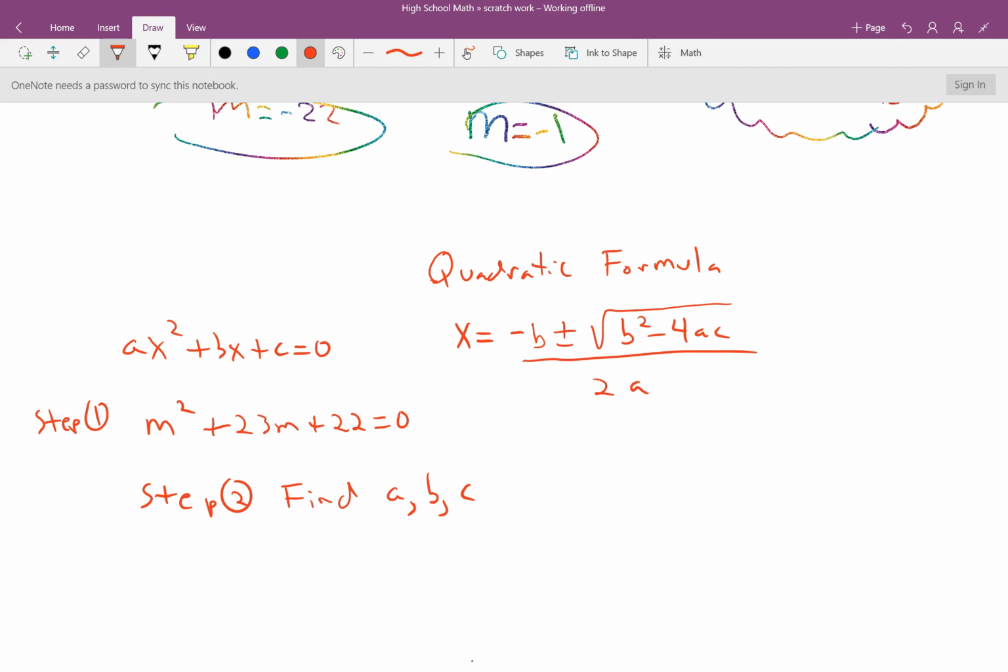A is my coefficient of my quadratic term. In this case, it is 1. B is the coefficient of the linear term, the first power term. That's 23. C is my constant, 22.